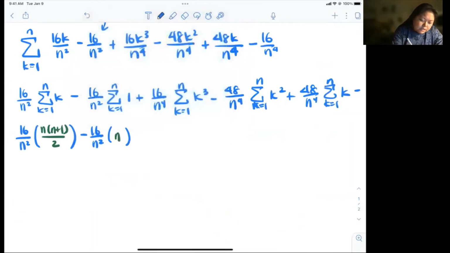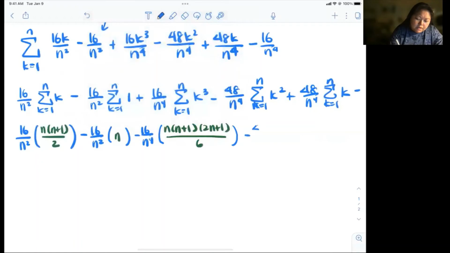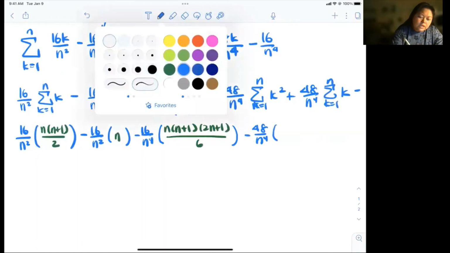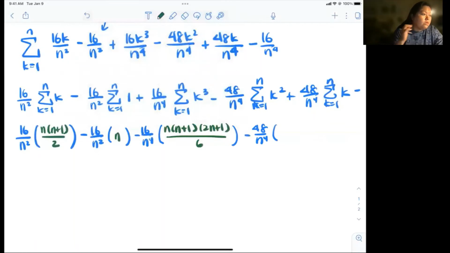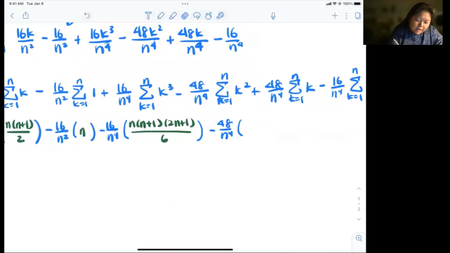And then your next one, 16 over n to the 4th. This one is the k cubed formula. The k cubed formula is awesome. It is n times n plus 1 times 2n plus 1 all over 6, okay? Minus 48 over n to the 4th, k squared. K squared is, I believe, oh, oops, wrong one. That's the one. That one's k squared. Okay.